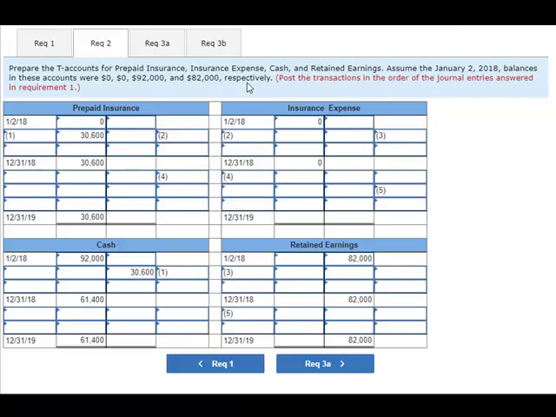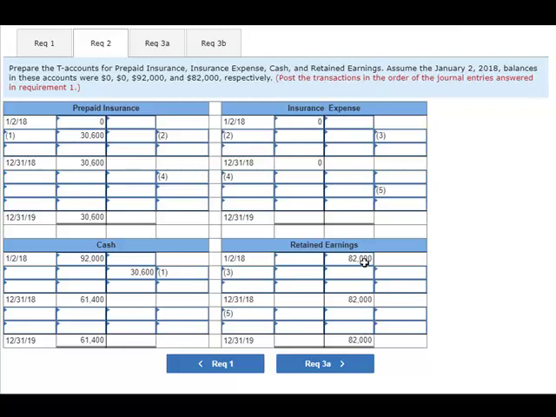And of course your numbers will be different, but you'll put the beginning balances for prepaid insurance, insurance expense, and cash on the debit side, since the normal balance side is the same as the increase side. And for retained earnings, the beginning balance goes on the credit side because we increase retained earnings with credits, and therefore the credit side is the normal balance side.